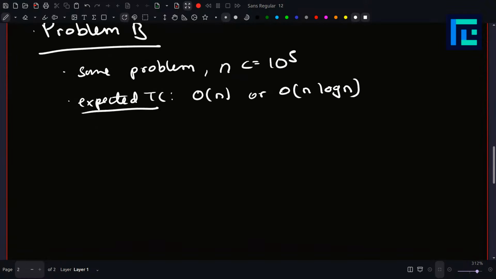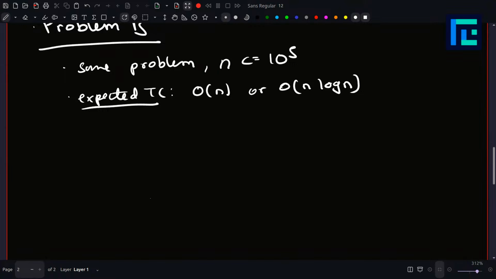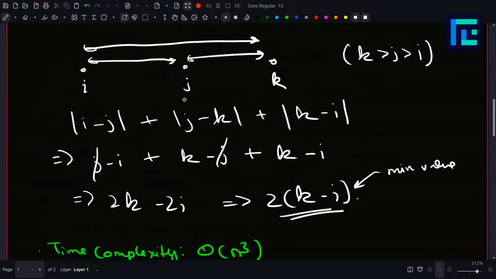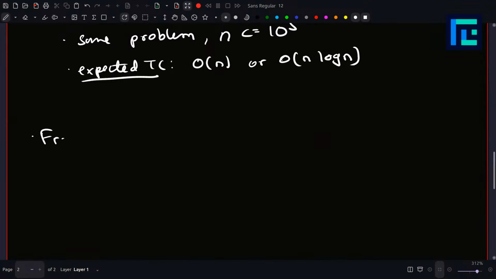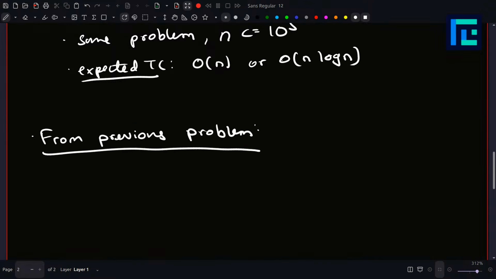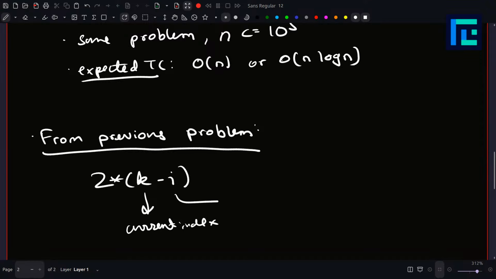So how do we approach this problem? Let us think about the conditions again. So first thing we saw was our minimum value will be 2 times k minus i, from the previous problem, where you can assume that this is the current index, and this is some previous index of nums i.